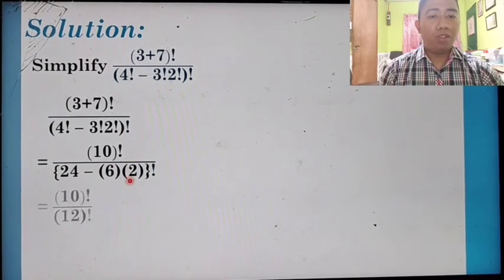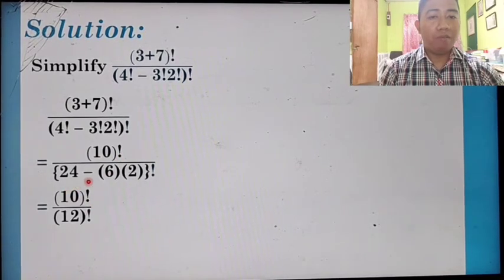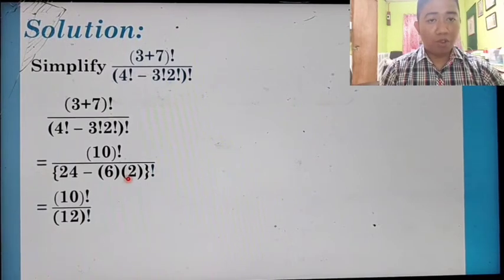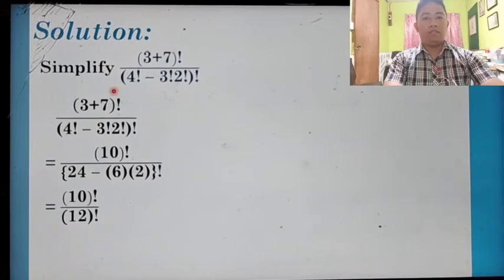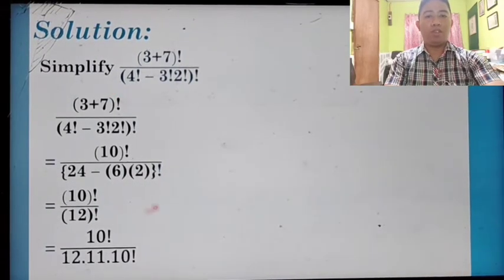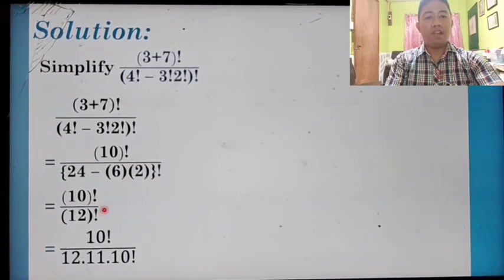And then you will simplify, so copy 10 factorial. Then 24 minus 6 times 2, so 6 times 2 is equal to 12. And then 24 minus 12, which is 12. The next step is to expand each of these factorials. But in order to cancel or simplify the quotient, you will expand the one number which is the greater.